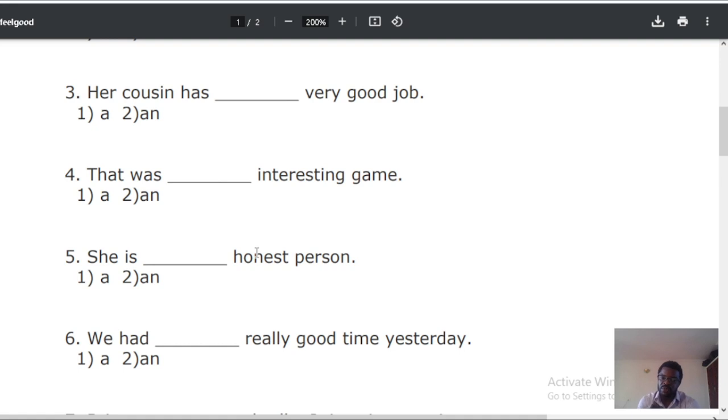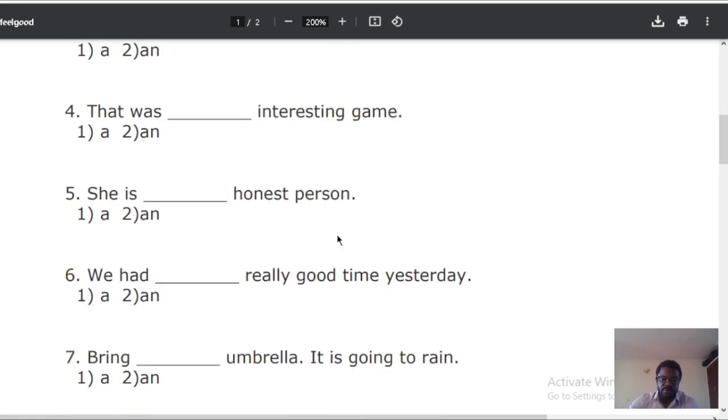So the answer to number 5 is what? She is an honest person. So number 6, you have: she had a really good time yesterday, because R is what? A consonant. We had a really good time yesterday.